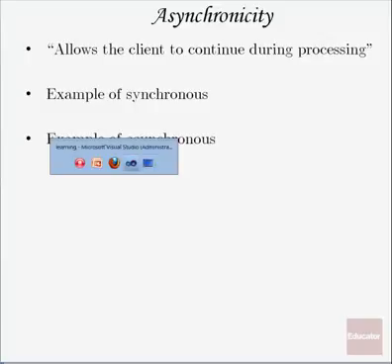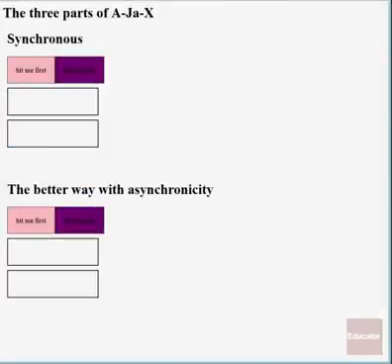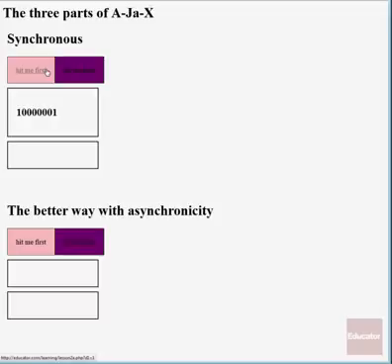So I've set up a quick little example here. The three parts of Ajax. This is an example of a synchronous request. Hit me first. I've set up a little timer which counts up to 100,000,001, I think. I'm not really sure. Hit me after. All right, pretty obvious. Now, if I try to make this happen at the same time, it doesn't happen.